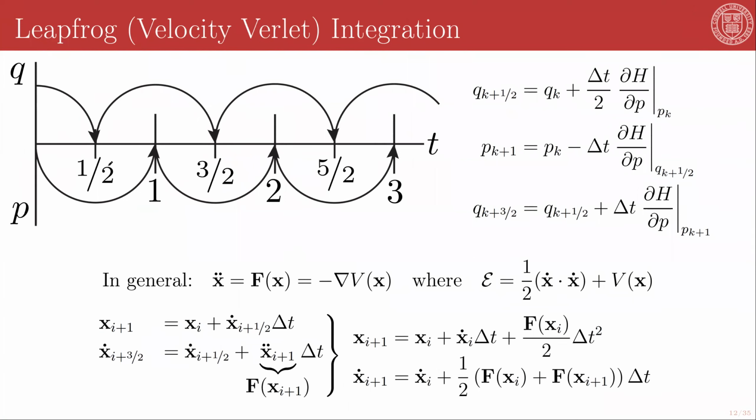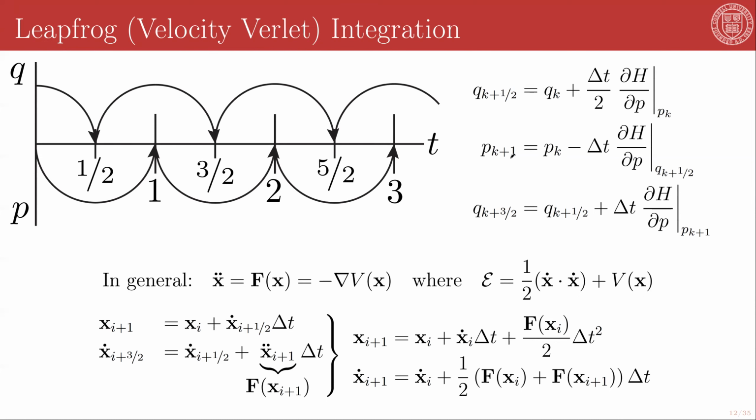This is explicitly applicable to separable Hamiltonian systems, and it is a scheme where you are propagating the coordinates and momenta independently of one another and offset by half a time step. This is a symplectic second order scheme. You propagate the coordinate to a half time step later, so q sub k plus 1/2 is q sub k plus delta t over 2 times the partial of your Hamiltonian with respect to the conjugate momenta, evaluated at the current value of the momenta, p sub k. So this is your first drift.